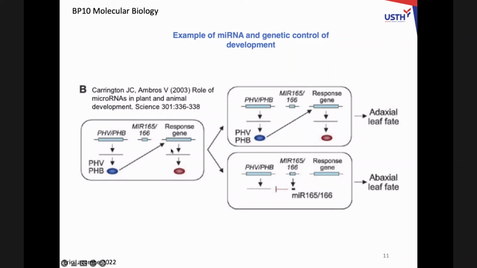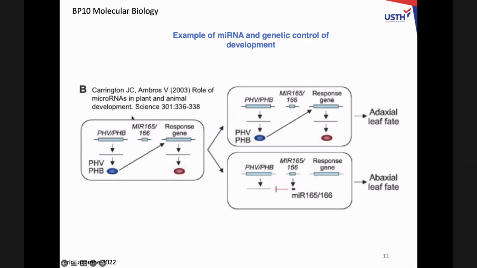This gene is going to be expressed in some cells, so it's going to give rise to the microRNA, the 21 nucleotide long. This microRNA is going to recognize the messenger RNA of PHV-PHB, and therefore this PHV-PHB is going to be degraded. Because it is degraded, there is no PHV protein produced, and the response gene won't be activated. And so you will say to me, okay, the system is like that.